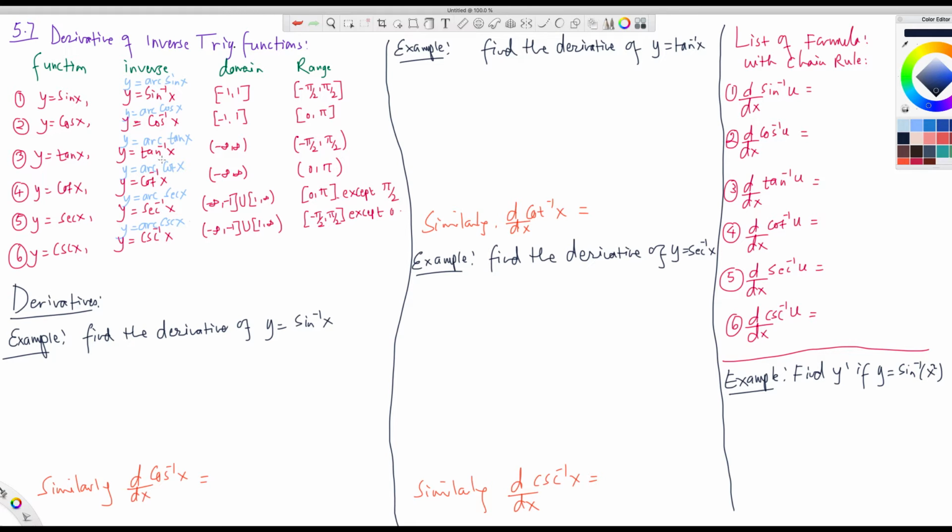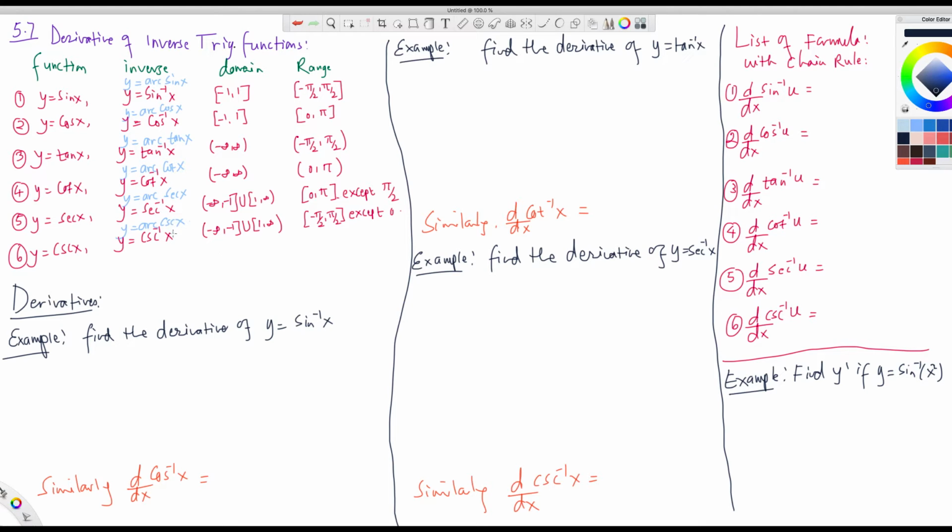And also for tangent x, the inverse notation is arctangent x or tangent inverse x. The domain is -infinity to infinity and the range is -π/2 to π/2. These are the definitions of the inverse functions you saw in the trig class. In this class, though, we'll try to find the derivative of these inverse functions.